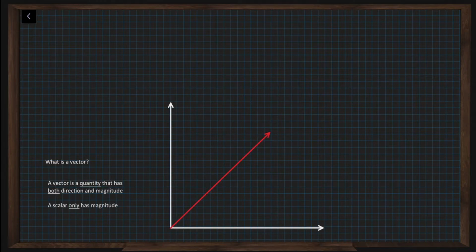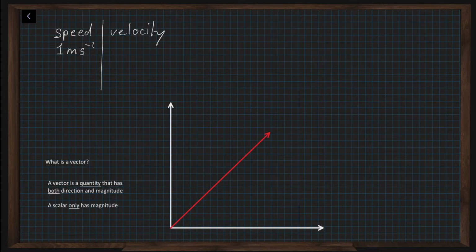Well, a vector is a quantity that has both direction and magnitude, and this is in contrast to a scalar, which only has magnitude. The best way to illustrate the difference between the two is if we consider speed and velocity. Speed is a scalar, and it only tells us about the magnitude. For example, we can say that we are traveling at 1 meter per second.